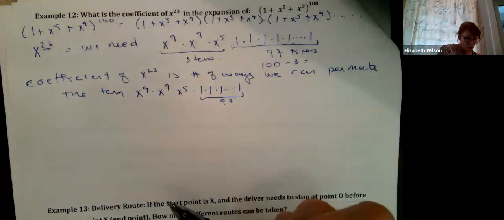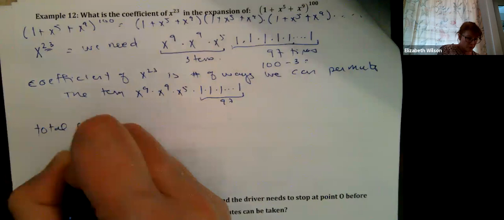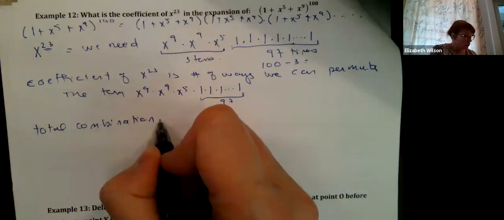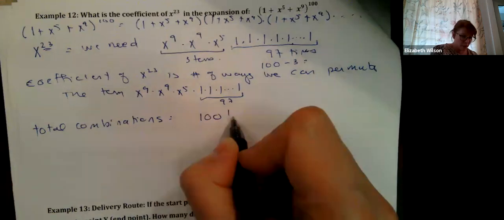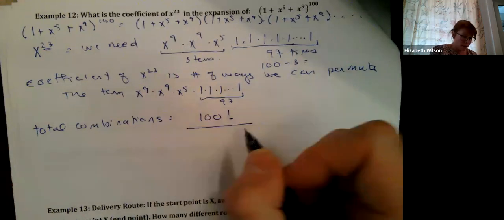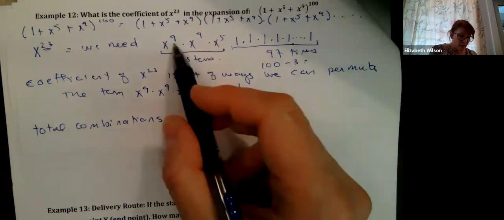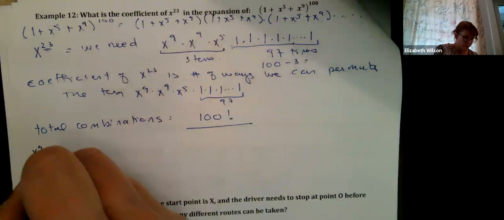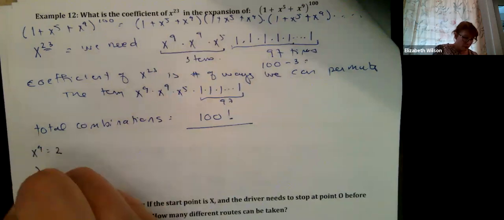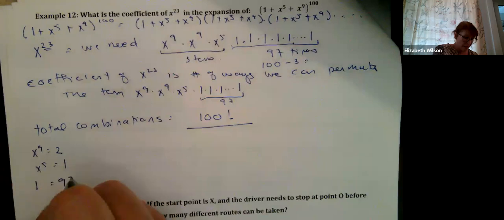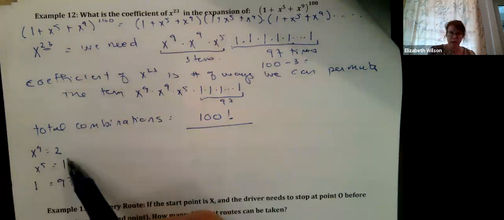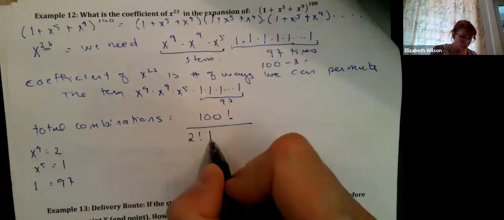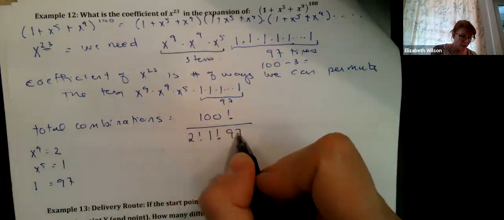All right, so total combinations. This is where I said we were going to come back to that multinomial coefficient. So total number of combinations, watch, I'm going to do 100 factorial, really big number, divided by, right, I've got x to the 9, x to the 9, I have 2, right? So let's write this down. So x to the 9, I've got 2. X to the 5, I have 1. The ones, I have 97 of them. So this is my n1, n2, and n3 that I'm working with here. So this is 2 factorial, 1 factorial, and 97 factorial.